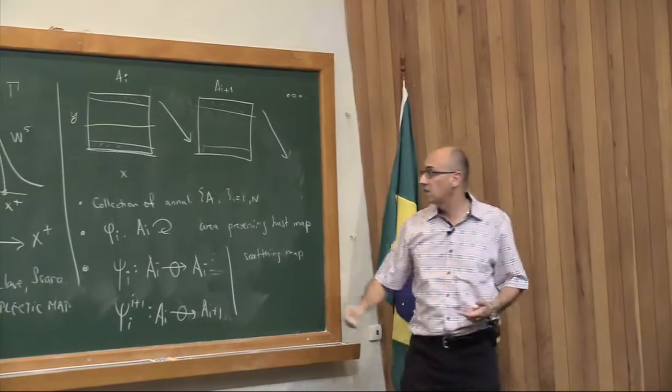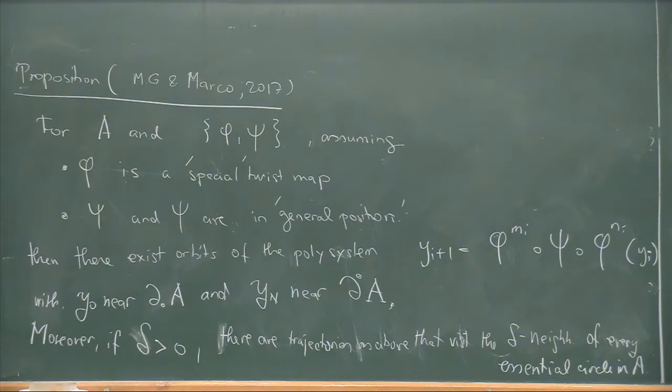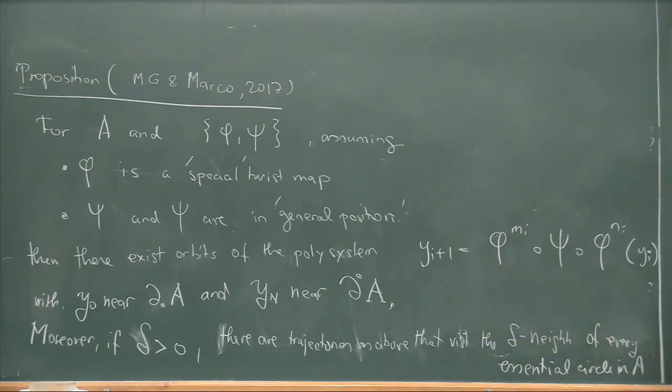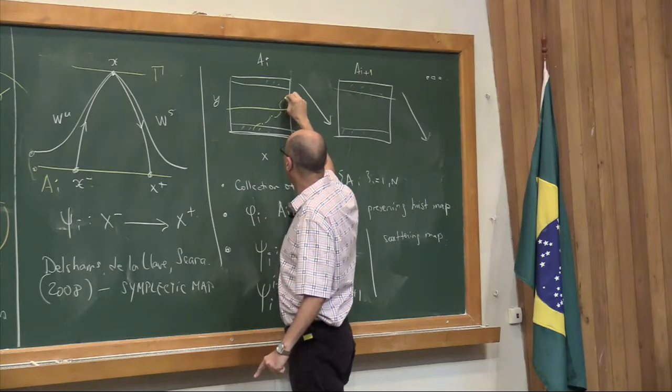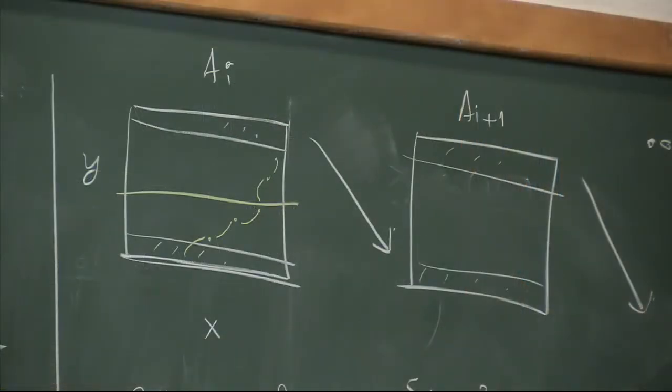So the idea is that you can find pseudo orbits or orbits of the polysystem. So you are iterating the inner dynamics for a number of times. You apply the outer dynamics and you apply the inner dynamics again for a number of times. So you create such pseudo orbits that use the two dynamics. You can visit with an error of delta every single essential circle in between, and you can arrive at the top.